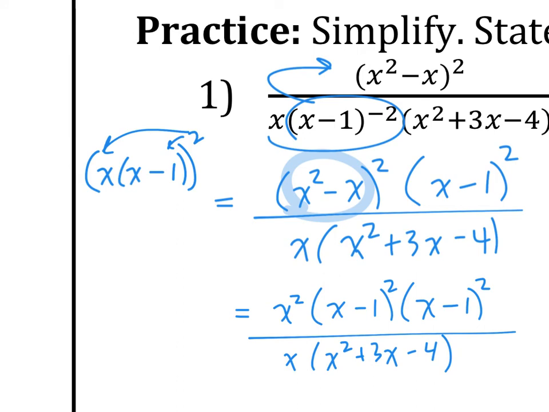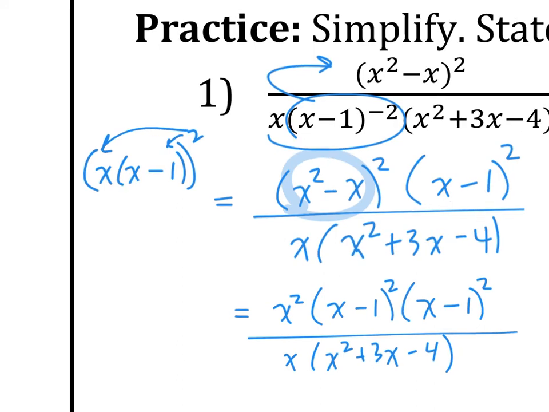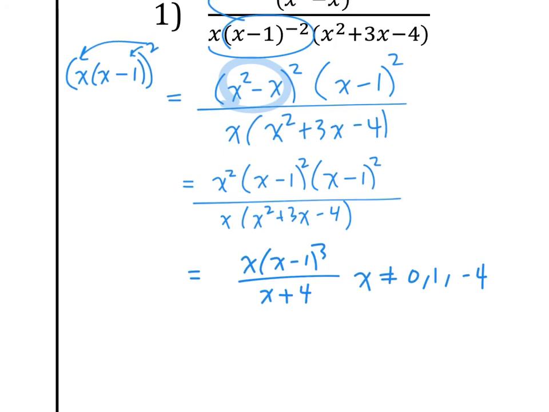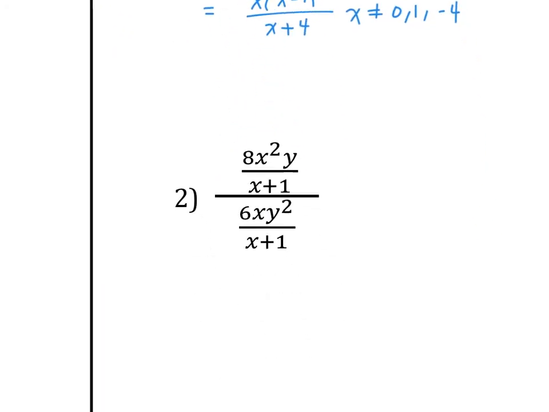Okay, go ahead and finish this one. So eventually it becomes x times x minus 1 cubed over x plus 4, and x is not equal to 0, 1, or negative 4. Do you need me to go over it, or you guys are okay? You're okay? Okay. All right, number 2.